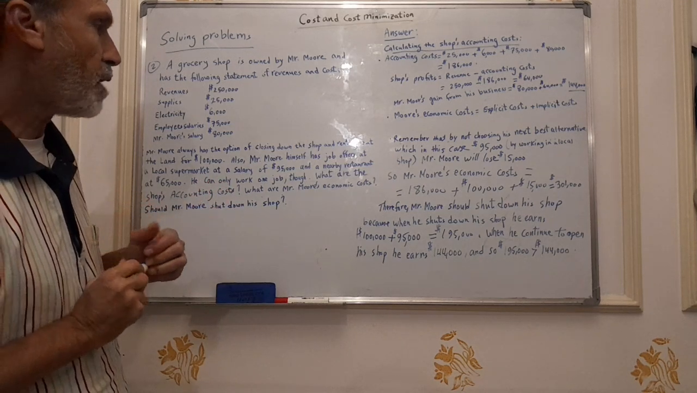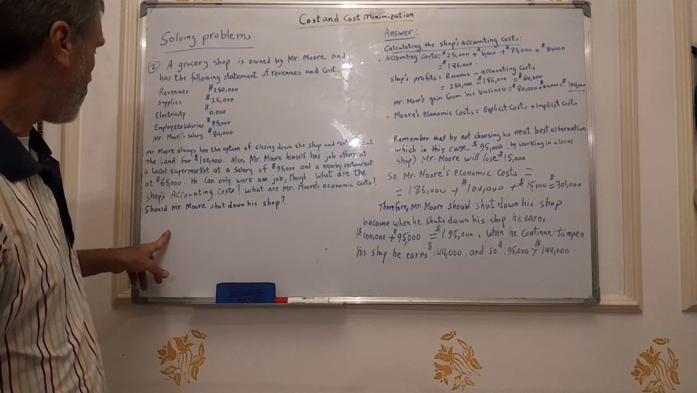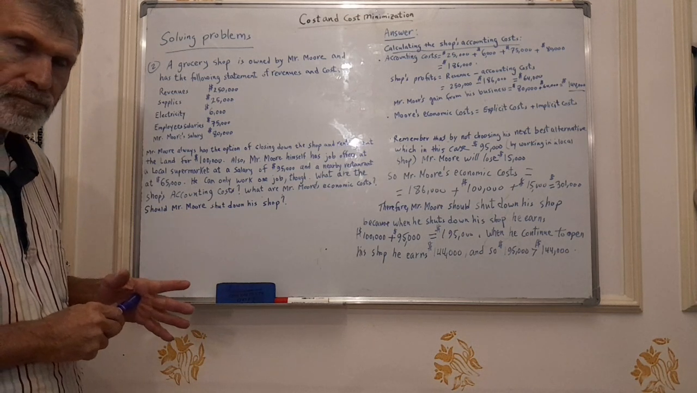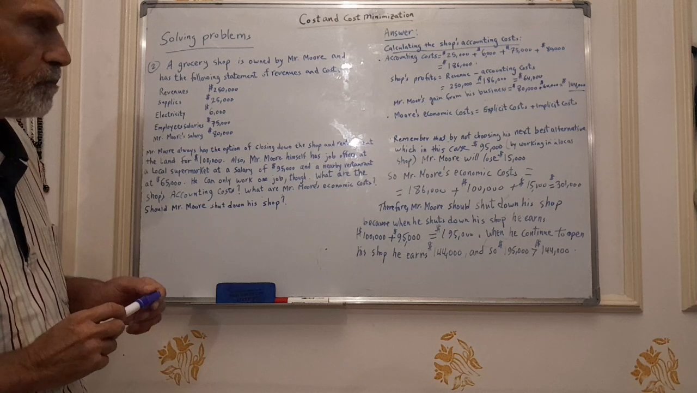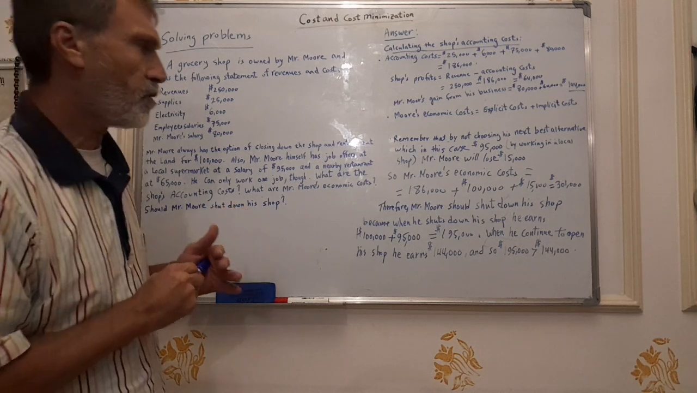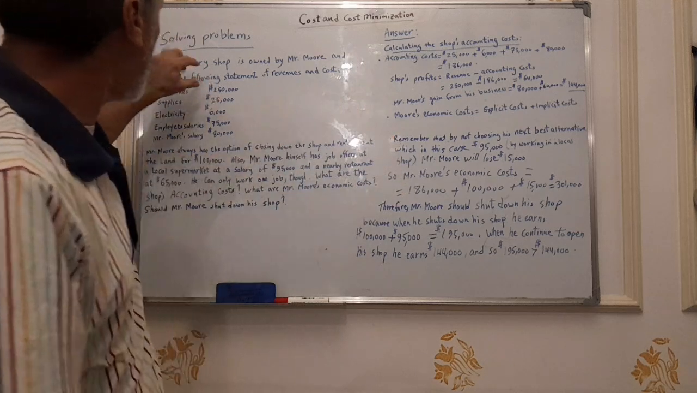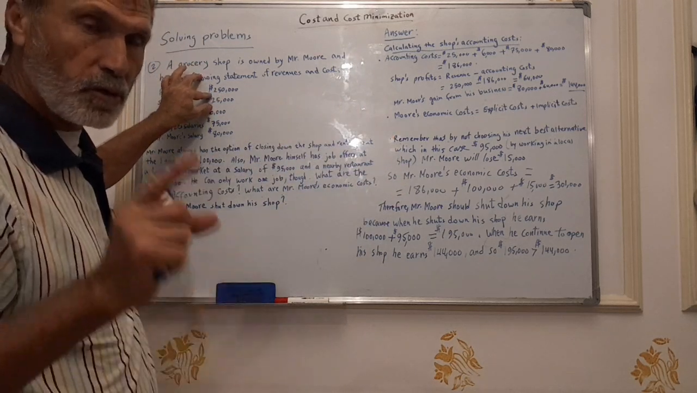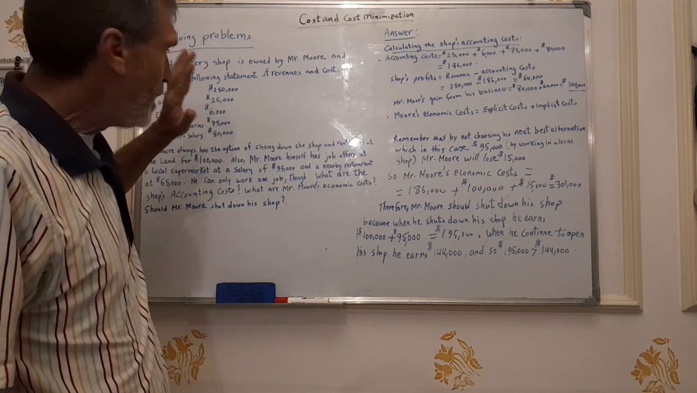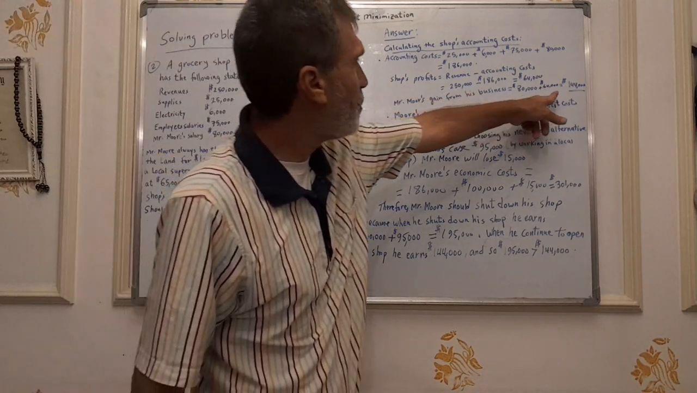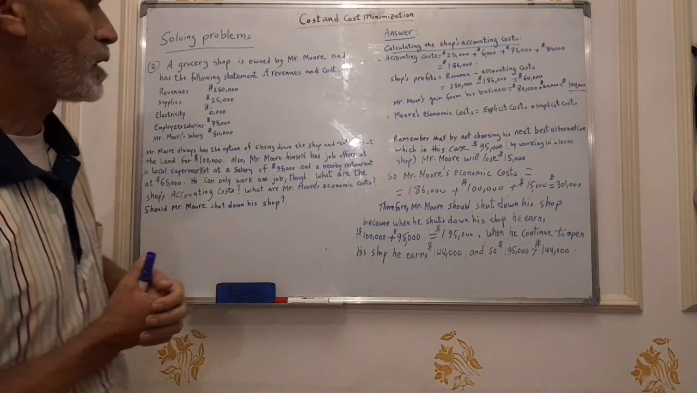Great. Now, the second part of the question: should Mr. Moore shut down his shop? Of course, here we have to say this. Now remember, when he continued to run the business, his gain, his profit, he makes $144,000.